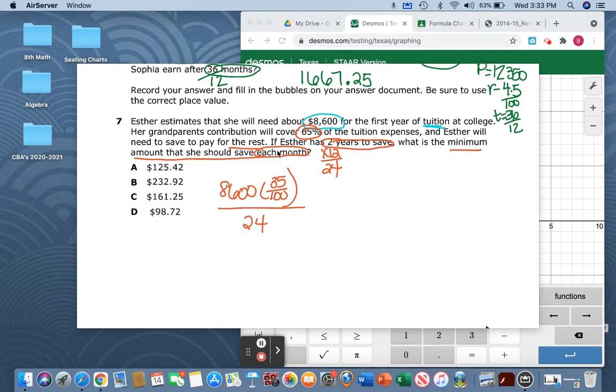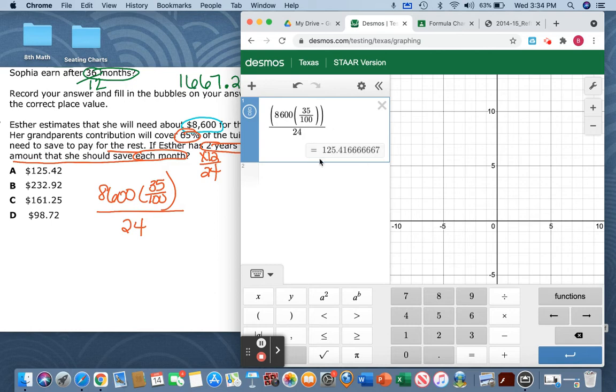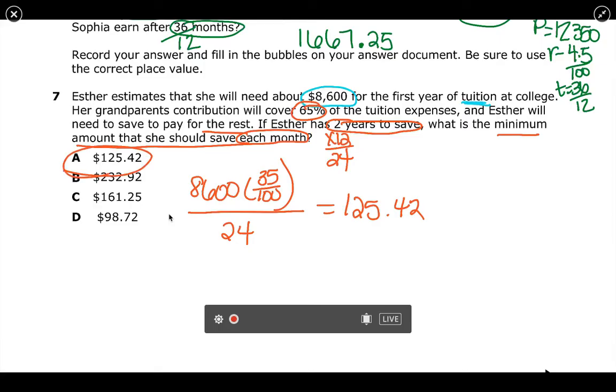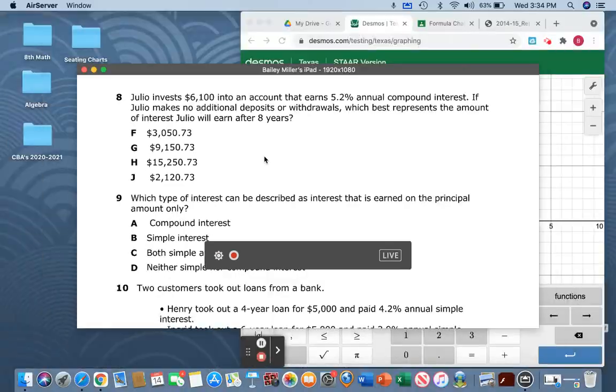So it was 8,600. I'm going to put this in parentheses. You can never be too careful with all your parentheses. Times 35 over 100, all in parentheses, divided by 24 months. So 125.42. Letter A. So I just broke that all down into one step.